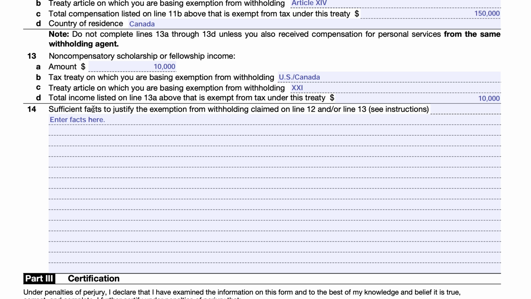So I just put a blank example here. There is no specific guidance in the IRS form instructions, although you might be able to find additional information either within the treaty or in IRS Publication 519.